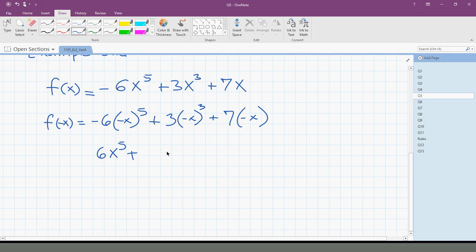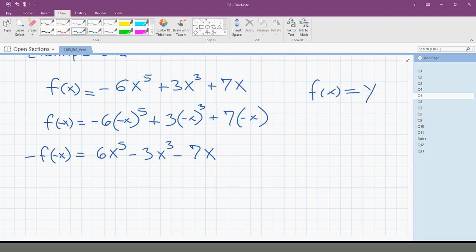And here the same thing is going to happen. Positive times a negative is going to give me a negative. Negative 3x cubed. And here a negative and a positive is going to give me a negative 7x. So it didn't go back to the original one, right? After we fix it, now we're going to make the y negative. Remember that the f of x symbol just means y. So I'm not solving for negative y, right?